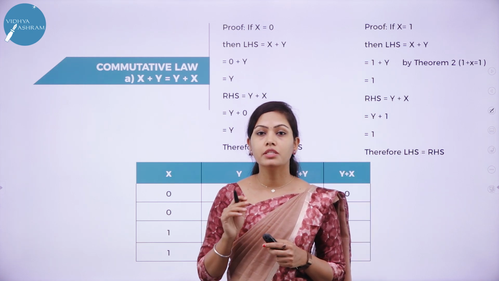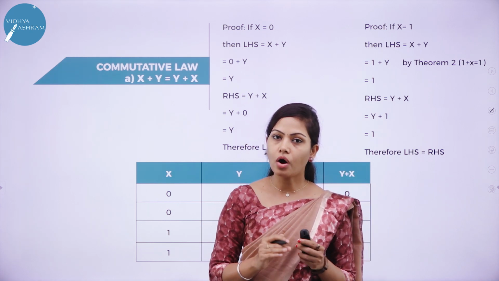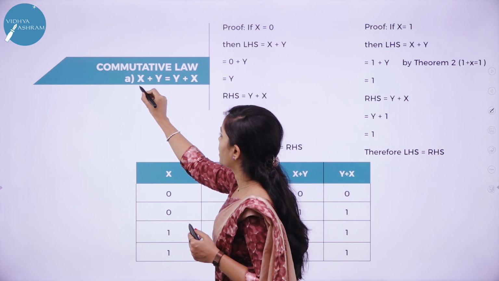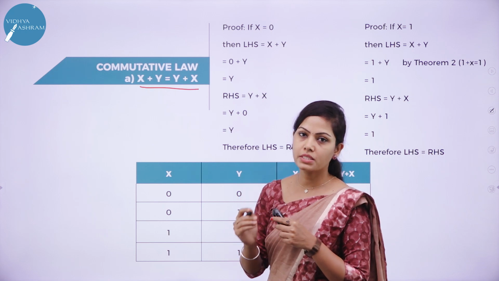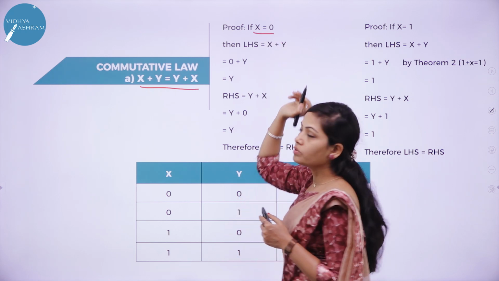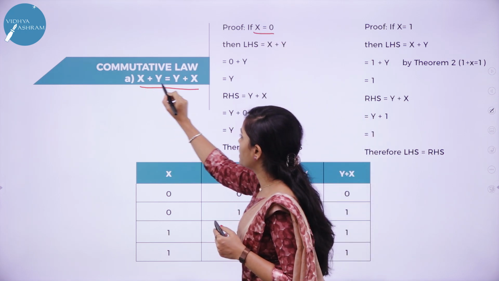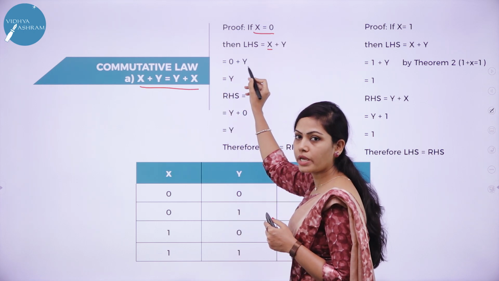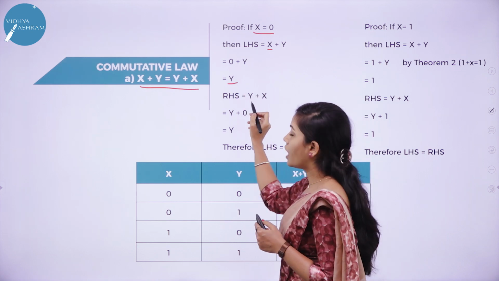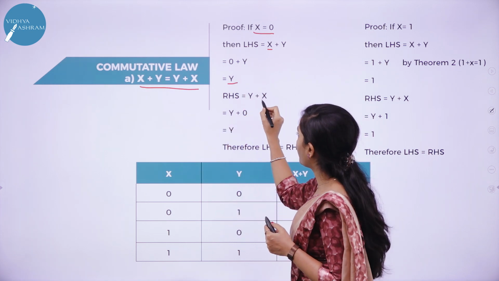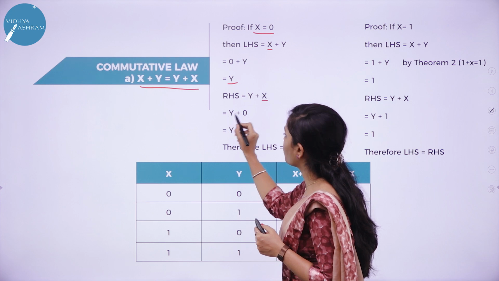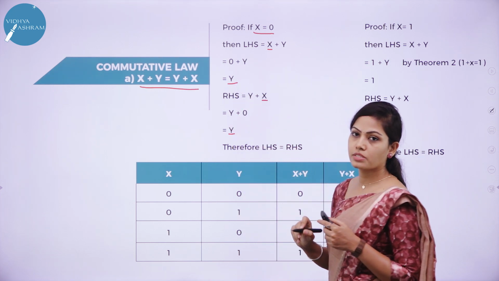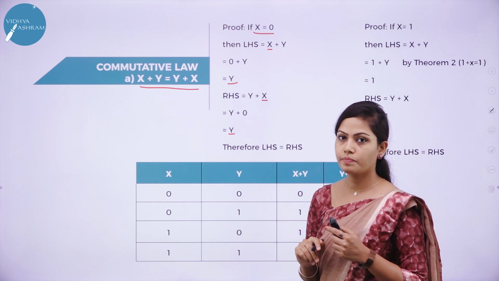Commutative law states that the order in which two variables are ORed or ANDed makes no difference. So, theorem is x plus y is equal to y plus x. Put x is equal to 0, LHS is equal to x plus y. Substitute the value of x here, x is equal to 0. So, 0 plus y is equal to y and RHS is y plus x. Substitute the value of x here, x is equal to 0. So, y plus 0 is equal to y. This is your LHS and RHS. So, LHS is equal to RHS.